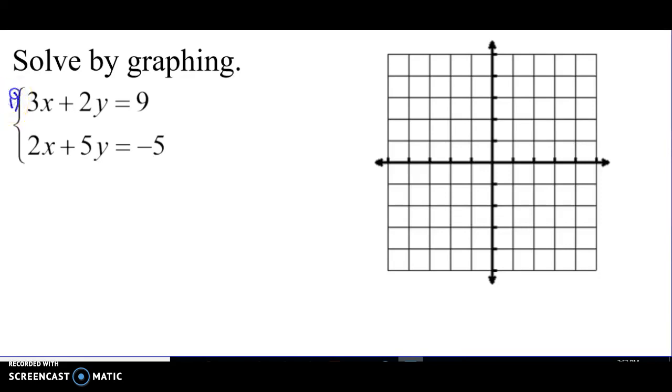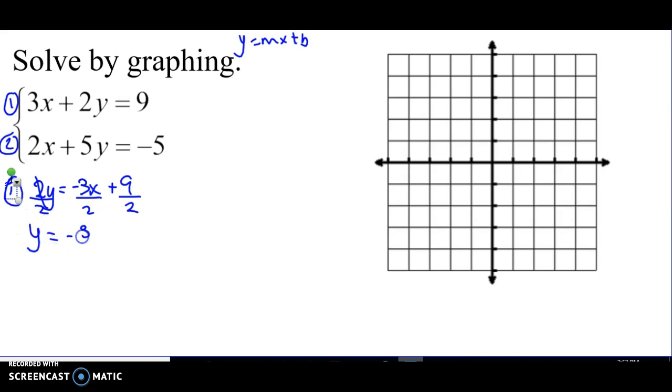I'm going to go ahead and number my equations 1 and 2. I'm going to put my equation into the form y equals mx plus b. So for the first equation, I'm going to have 2y equals negative 3x plus 9. Divide each term by 2, and I get y equals negative 3 over 2x plus 9 over 2.